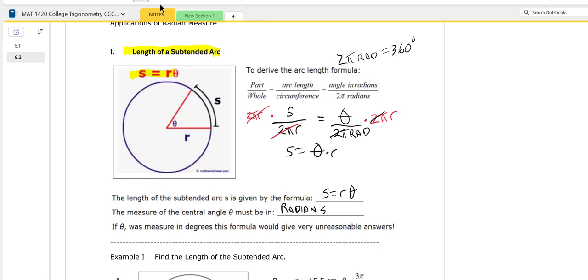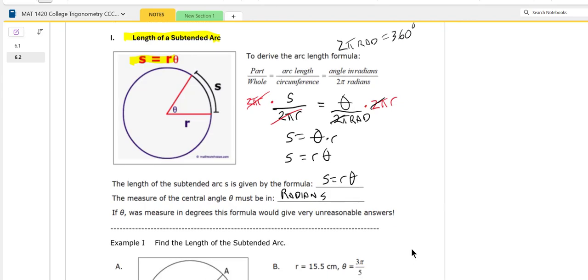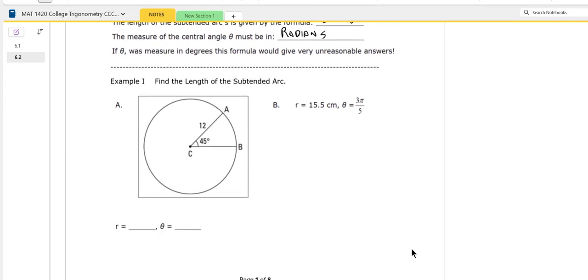Radians is more like a placeholder than it is a unit. The radians is just there to show you that that's radian measure. So we end up with S equals theta r, or r theta. That's where that formula comes from. That's a pretty easy thing to grasp when you think about how proportions work. Okay, we're going to go down and work on some examples here.